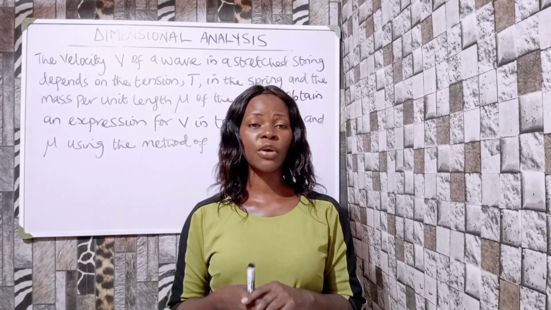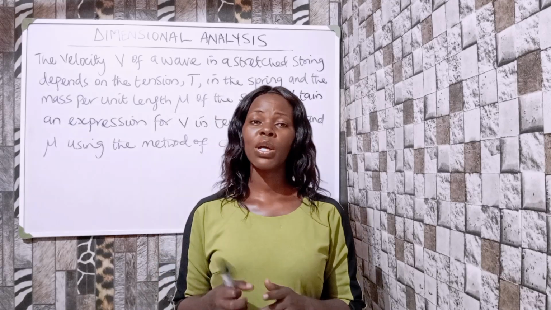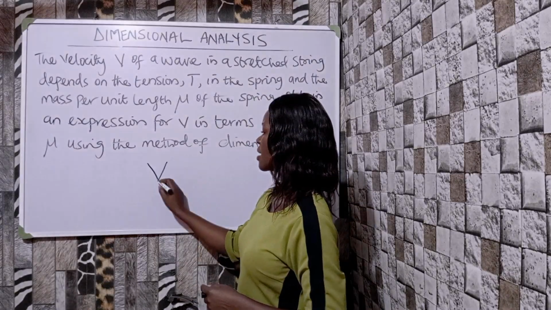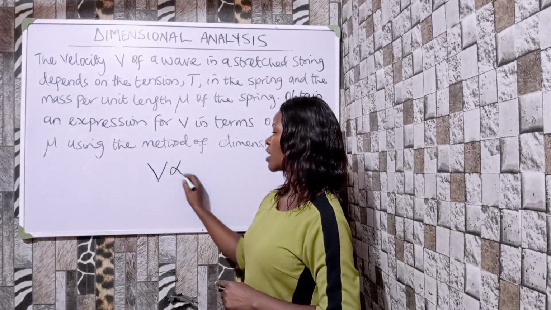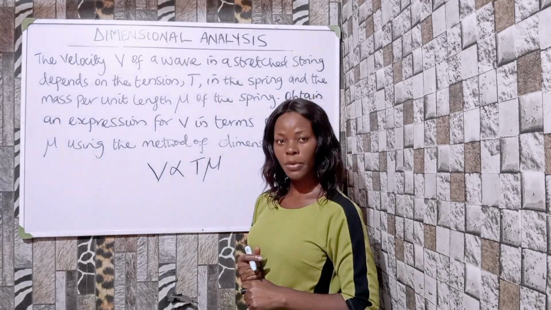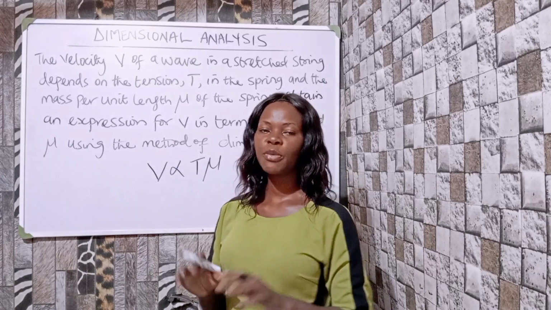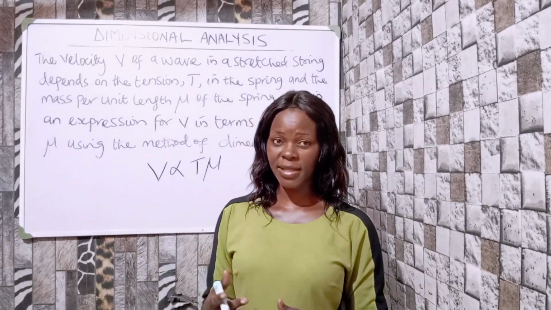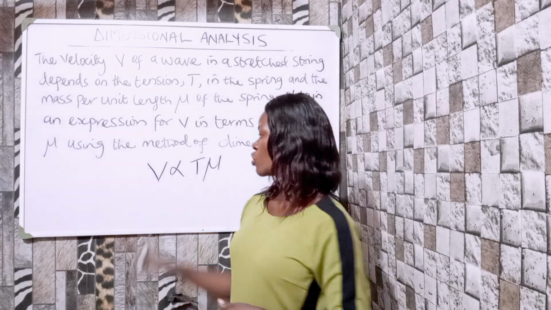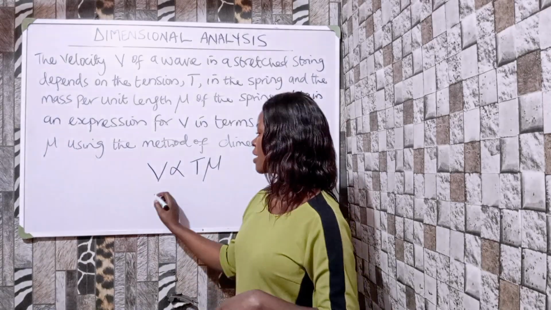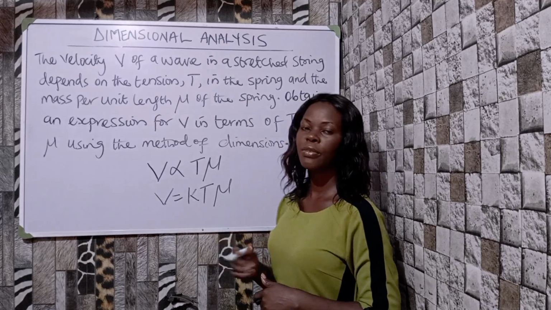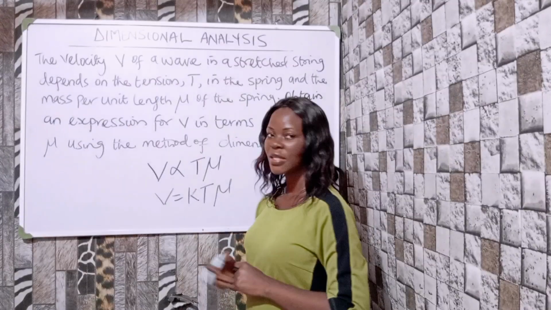So the first thing we are going to do in order to get this right is to state the relationship between them. If we say that v, which is velocity, is directly proportional to the tension and to the mass per unit length, which is mu. And don't forget that in any proportionality sign in physics, you must introduce a constant. That constant might even be dimensionless, but let's say we have a constant. So we introduce a constant by saying v is equal to k T mu. You get it now?